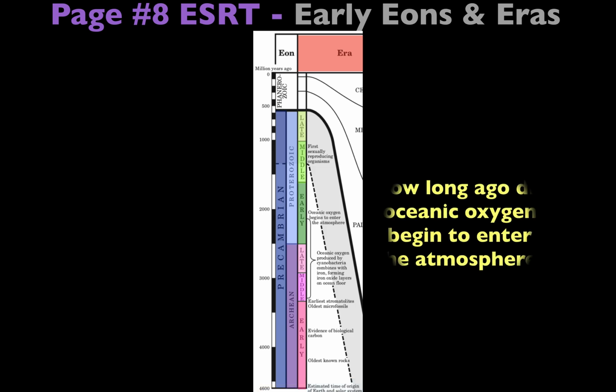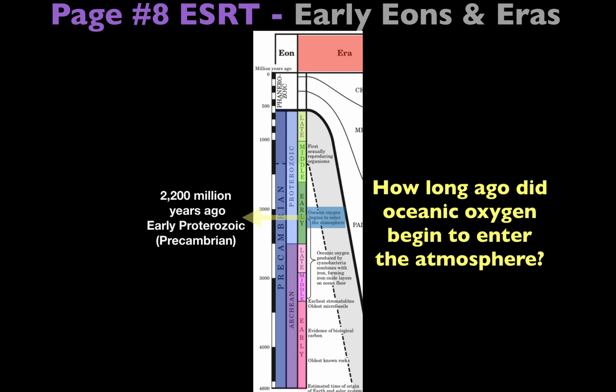Here's another question for you. How long ago did oceanic oxygen begin to enter the atmosphere? So you look for that phrase, and once you find that exact phrase, you look over to the left to get the time, and we're going to have to estimate here to be about 2,200 million years ago, and this was during the early Proterozoic, but also during that Precambrian.